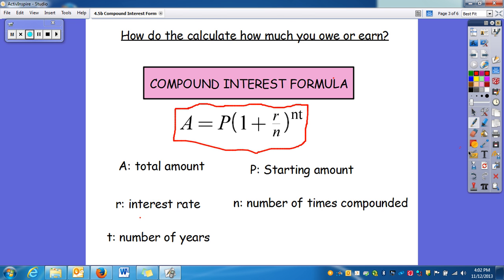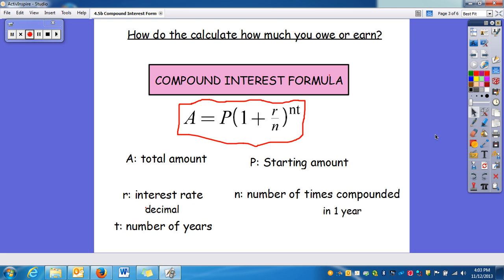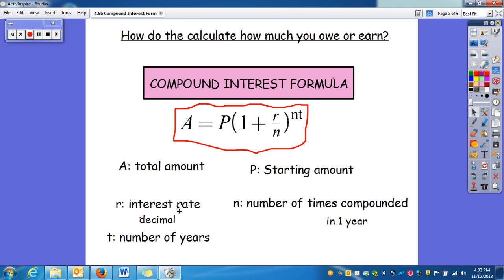Sorry, my pen stopped working. So you want this to be a decimal. Okay. N is the number of times you're going to compound it, and that should be in 1 year. And then T is the number of years. You do not have to memorize this formula, but you do need to know what each of the variables stand for.